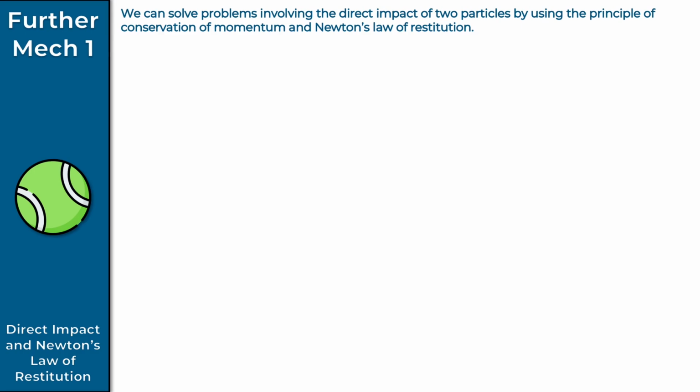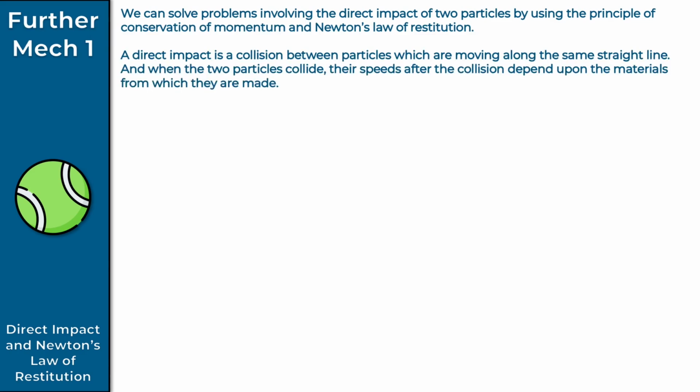In this video, we're going to take a look at direct impact and Newton's law of restitution. We can solve problems involving the direct impact of two particles by using the principle of conservation of momentum and Newton's law of restitution. A direct impact is a collision between particles which are moving along the same straight line. When the two particles collide, their speeds after the collision depend upon the materials from which they are made.